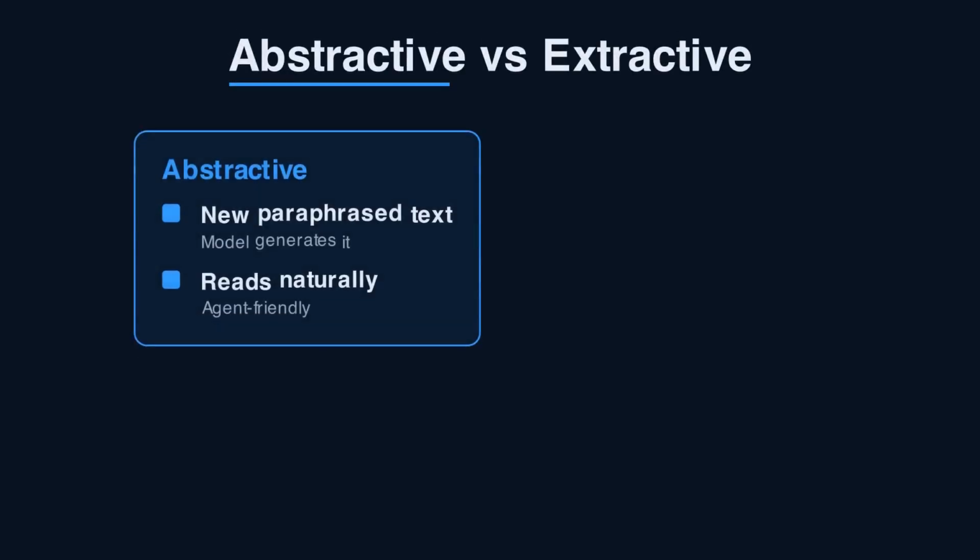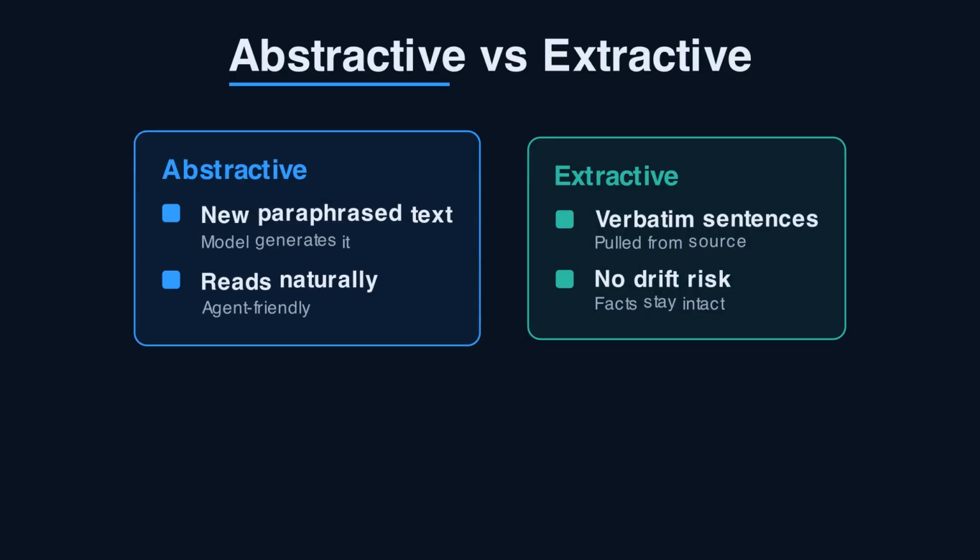Abstractive summarization generates new sentences that paraphrase the conversation. Extractive just pulls the most important existing sentences. Abstractive reads more naturally for a human agent. Extractive is safer when hallucination is unacceptable. For support tickets, abstractive issue and resolution is usually the better fit. But verify critical outputs, since generated text can drift from facts.